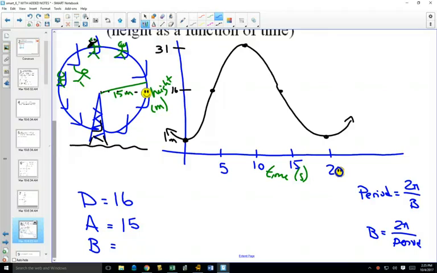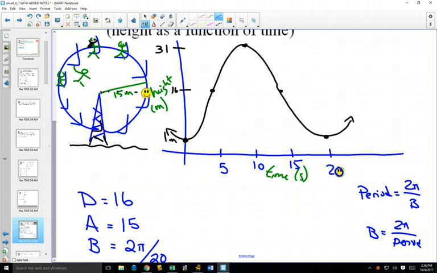What's the period of this graph? It only takes 1 second to repeat itself. Period is how long it takes to repeat itself? 20 seconds. And so our B value will be 2 pi over 20. You could reduce that, but I actually like keeping it as 2 pi over 20 because then you really can see, oh, the period's 20. If I reduce it to pi over 10, it's not as obvious from just looking at it that the period is 20.